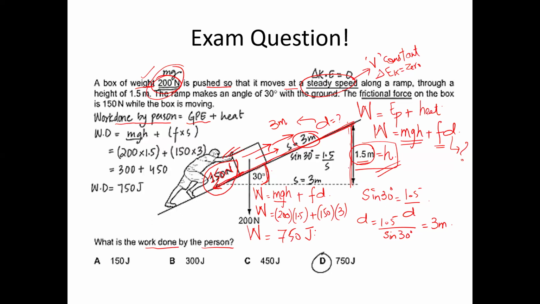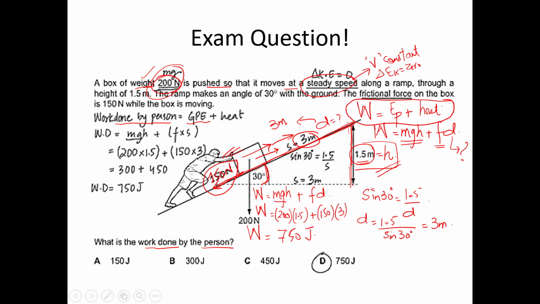Can anyone tell me, in the starting equation that I developed from the law of conservation of energy, why I didn't write kinetic energy? Why didn't I write that work done is equal to gravitational potential energy plus kinetic energy plus work done against heat? Can anyone tell me about this? Yes, people, please make the session interactive.